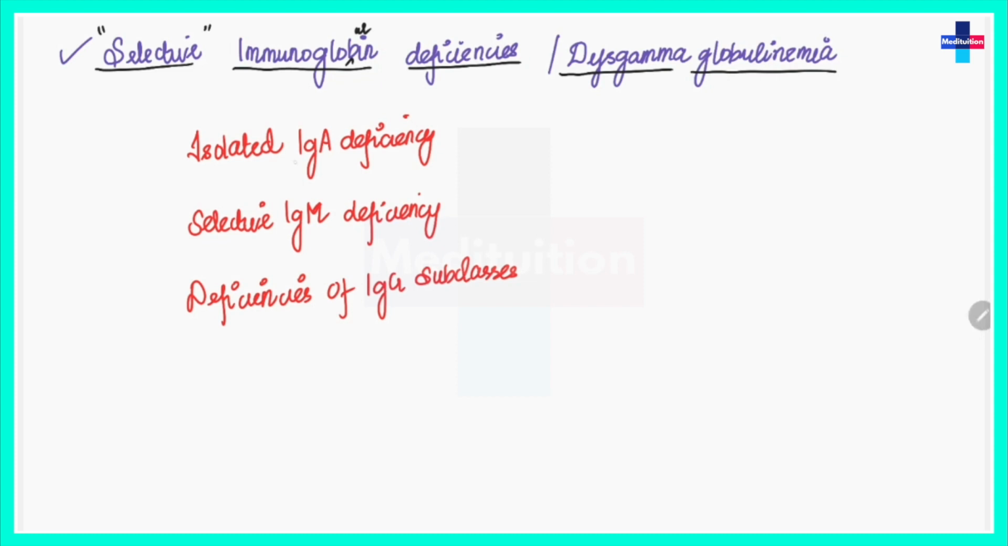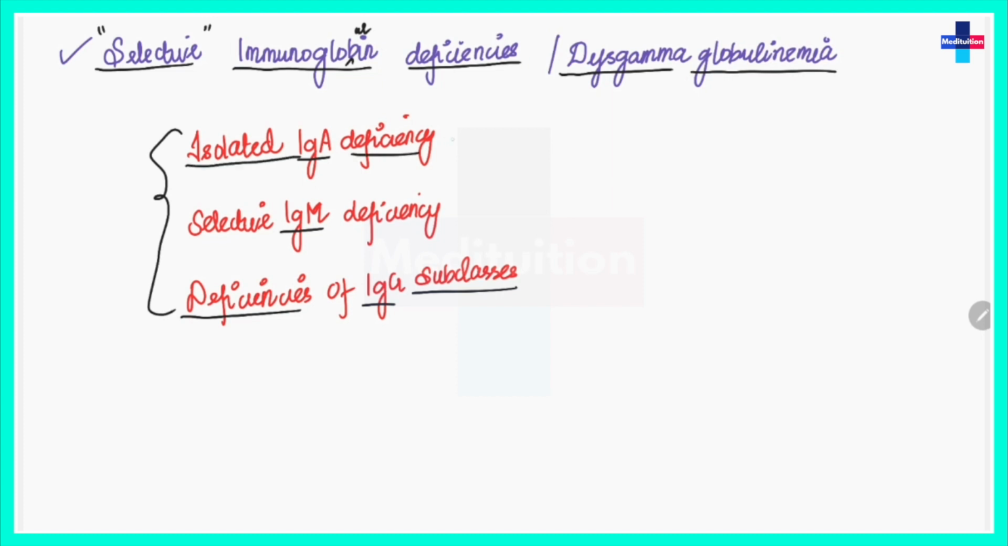It can be deficiency of IgA selectively or IgM selectively, or sometimes deficiency can be of subclasses like deficiency of IgG subclasses. And these dysgammaglobulinemias are very common and are seen in many patients who are getting recurrent infectious disorders. And among these 3, the most common is isolated IgA deficiency.